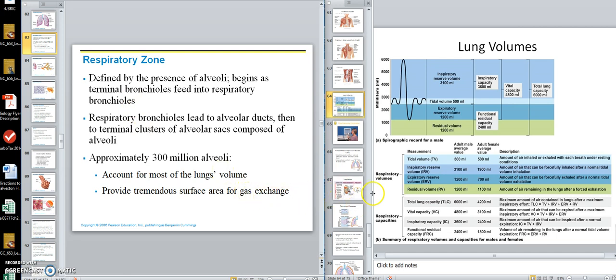So what happened when he got hit in the chest? Some of those 300 million collapsed that are being kept open by the residual volume. Those will never open back up.